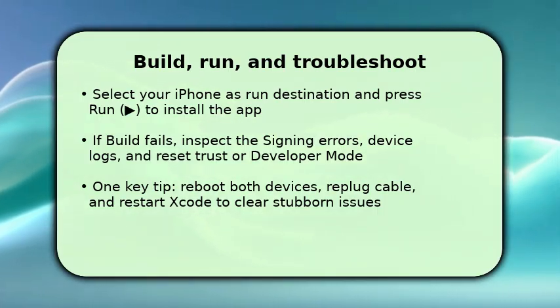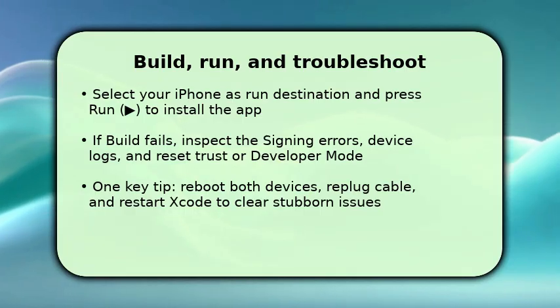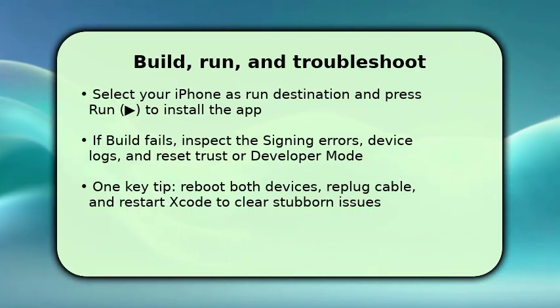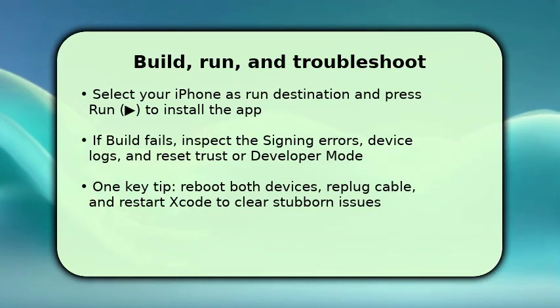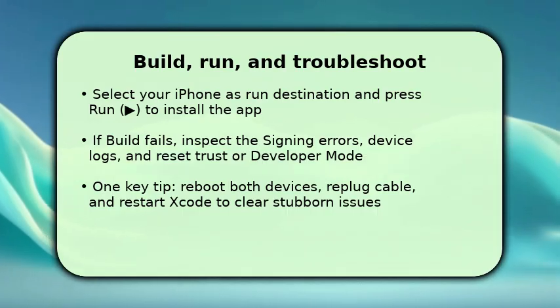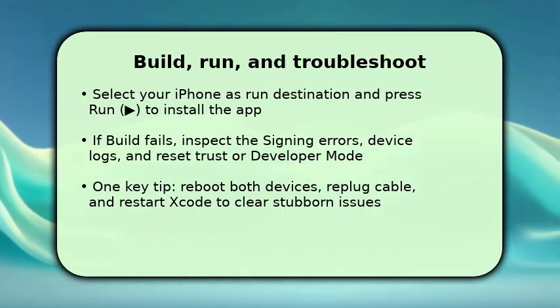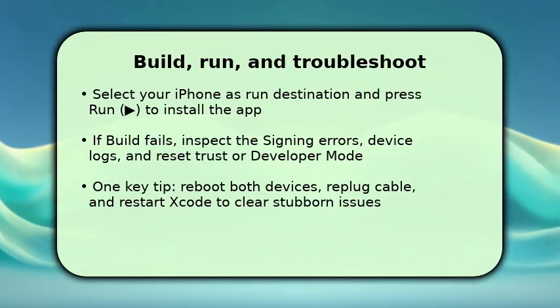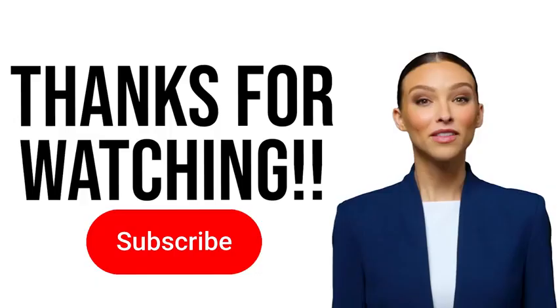If installation fails, read the error. Most problems relate to signing, mismatched bundle ID, or an untrusted device. Make sure you accepted trust prompts and developer mode is active. If issues persist, reboot iPhone and Mac, replug the cable, and restart Xcode. This simple reset resolves many intermittent pairing and provisioning glitches quickly.